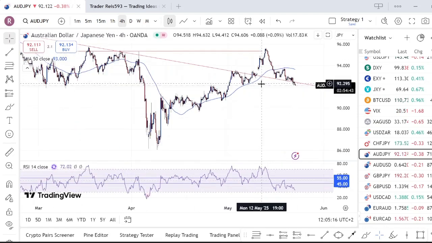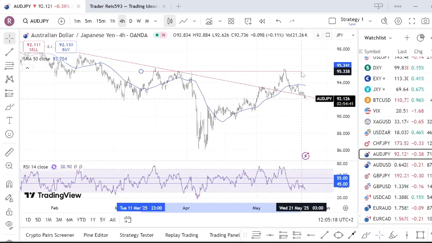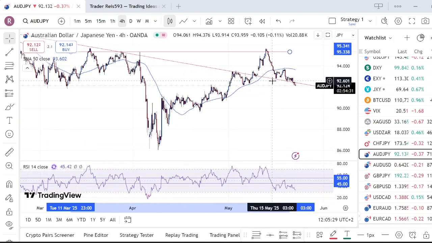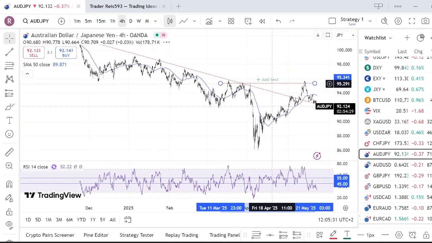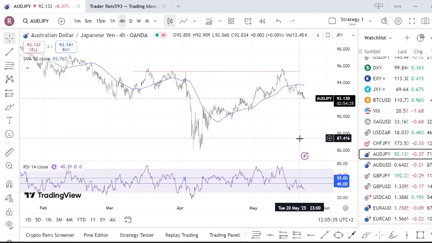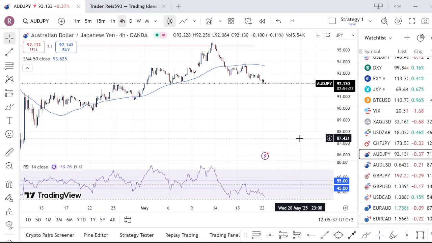EUR/JPY, well, we had a strong move to the upside, tapping that lower high position at 95.381, and then markets turned around again. So the bears are back in control. I'm going to delete this trend line. Perfect. Yeah, so the bears are definitely back in control. Would be looking for short positions here, which makes sense. The yen is currently strong.